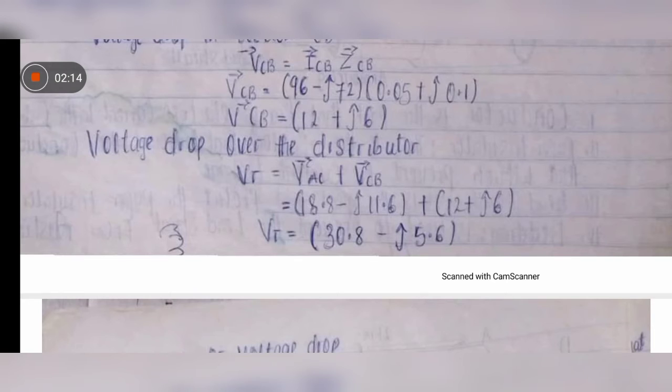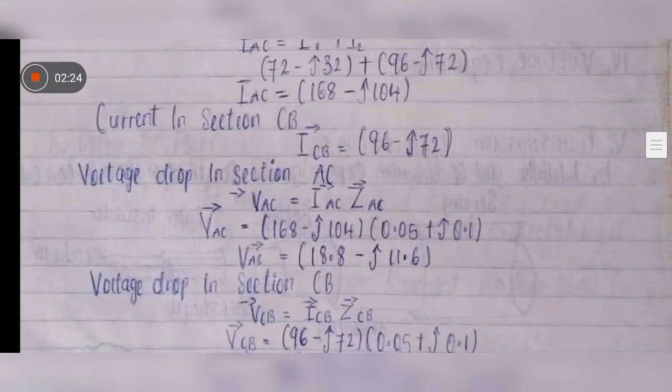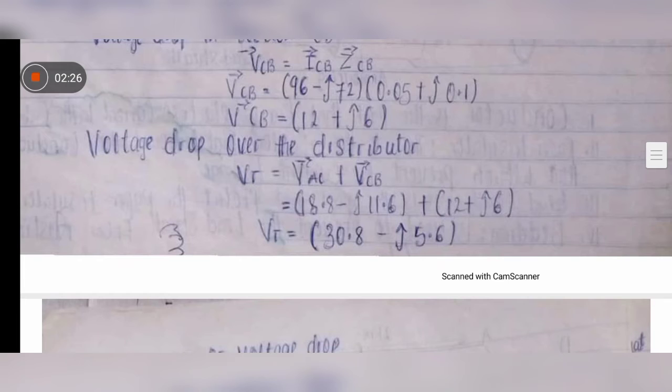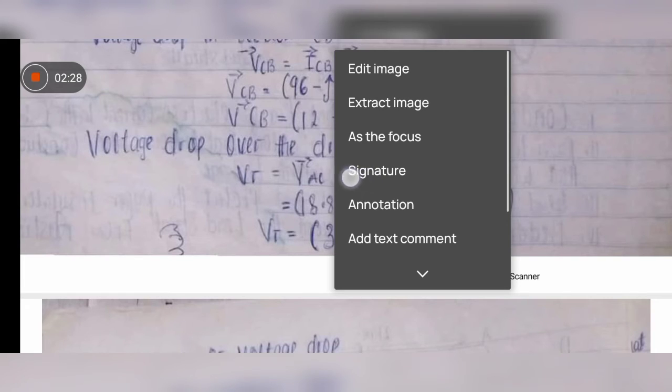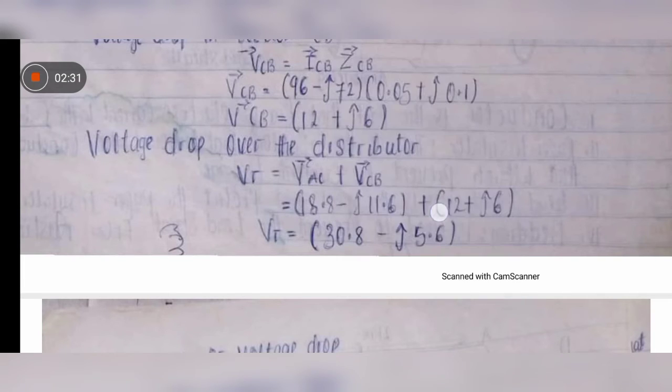So let's continue. Voltage drop over the distribution. Now the voltage drop over the distribution, let's calculate the total voltage. So we add both the V_AC and V_CB that we have gotten earlier. You understand? So with that, we're supposed to add up these two. Then adding up, we got this.